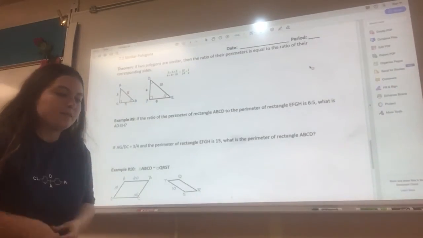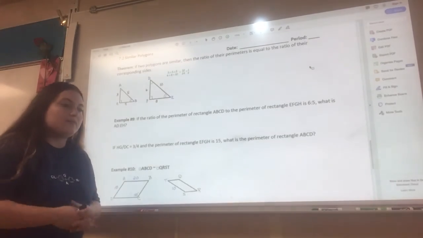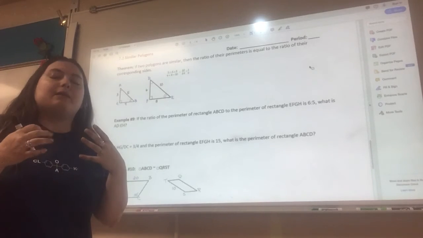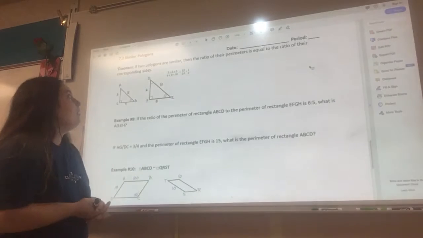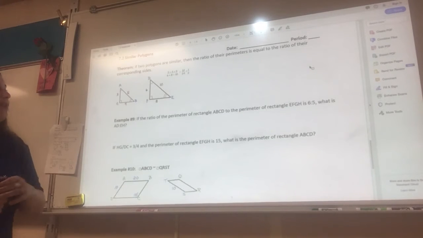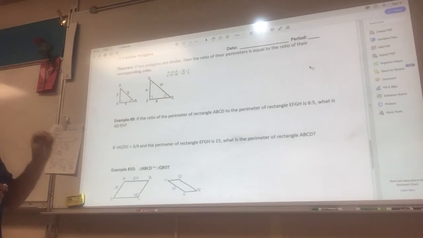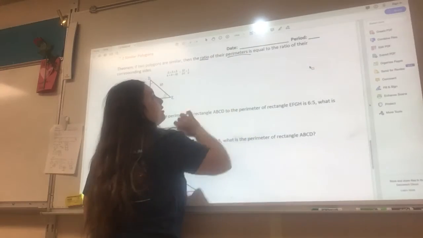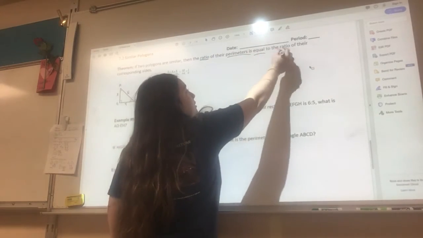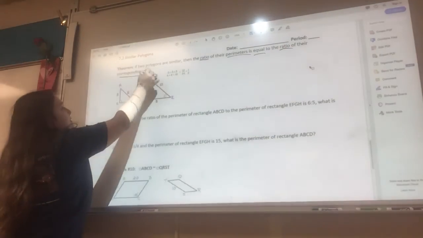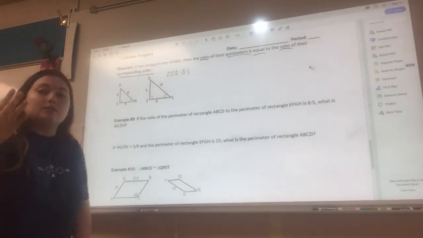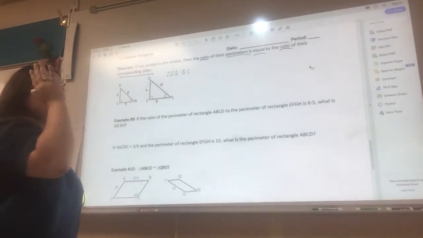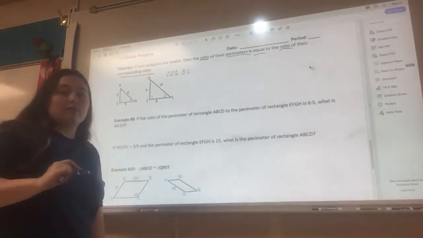On to our last page of notes. Our last page of notes is very similar to what we've been going through this whole time, except now we're talking about the ratios of perimeters. So what this theorem is for perimeters is that if two polygons are similar, then the ratio of the perimeters is equal to the ratio of their corresponding sides. So their scale factor. If you know the scale factor, you know this perimeters ratio as well.